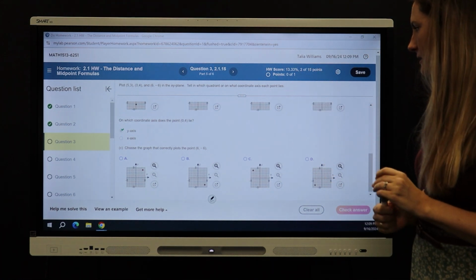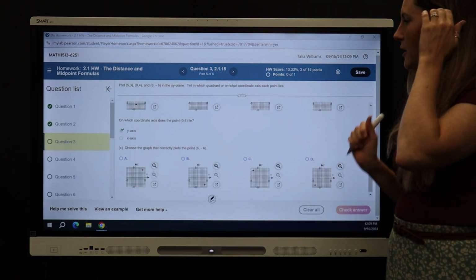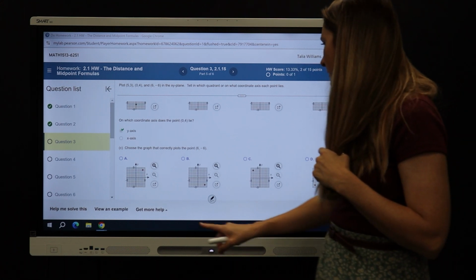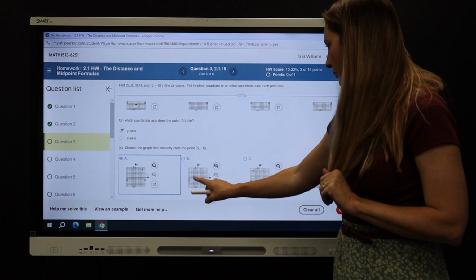So positive 6, so right 6, and then since it's a negative 6, we're going to go down 6. So right 6, down 6. This one went right and up, so it's not that one. This one went right and down.